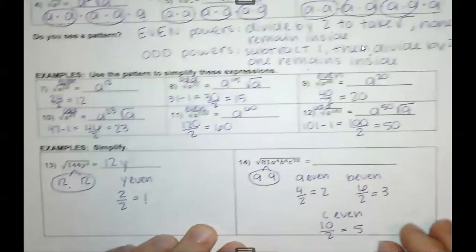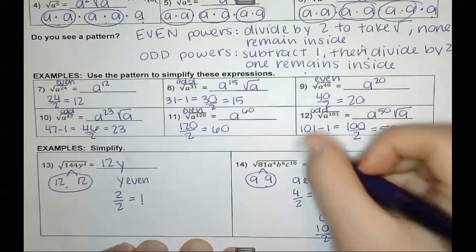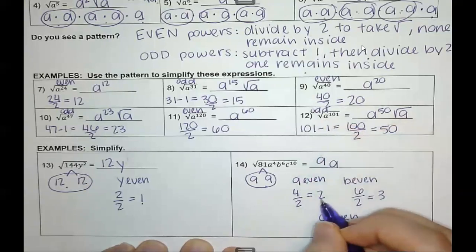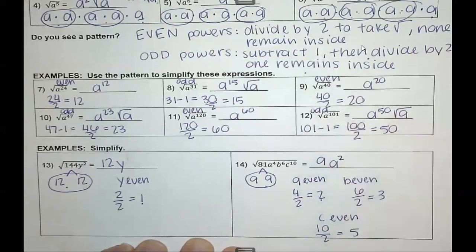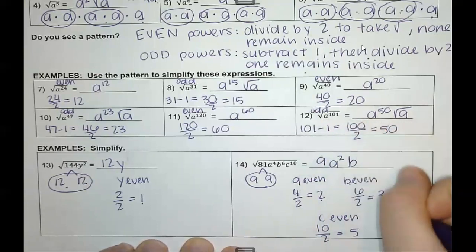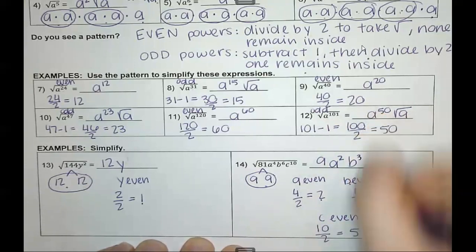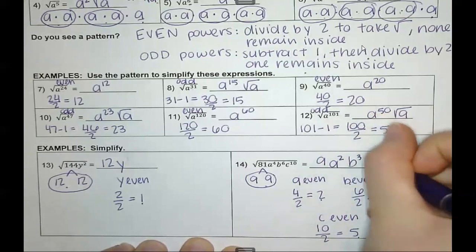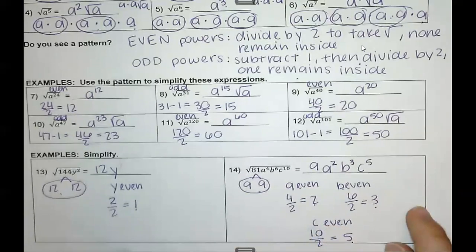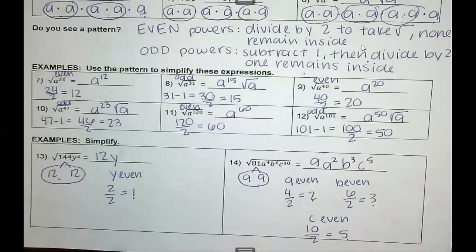So I get to pull out the 9 because it had a pair. And I'm pulling out an a with an exponent of 2, no leftovers because it's even. I get to pull out b that we found is going to have an exponent of 3, no leftovers because it was even. And I get to pull out a c with an exponent of 5, no leftovers because c was even. So my final answer would be 9a squared times b cubed times c to the 5th.